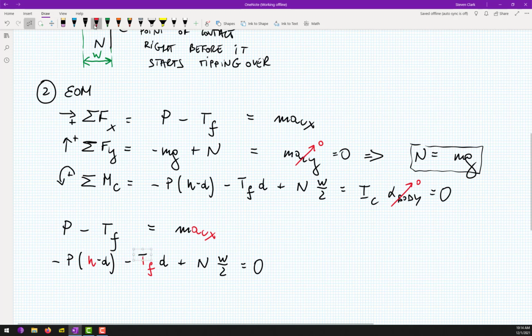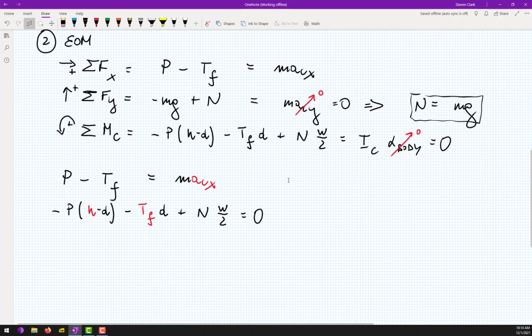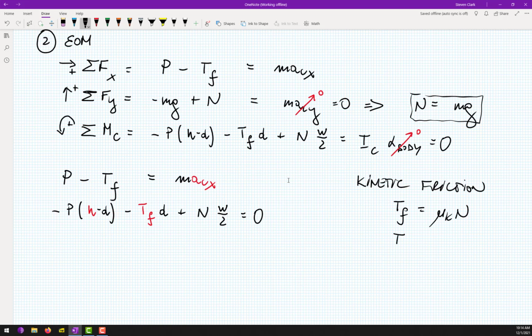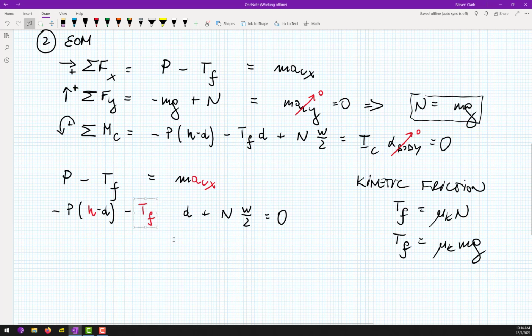Because they told us that we are in kinetic friction. So we have kinetic friction. So TF is equal to mu k N, and we just found N. So TF is equal to mu k mg. Okay, so I'm just gonna plug this one here. Instead of TF, I'm just going to put here mu k mg. Okay, and we ended up with 2 equations and 2 unknowns, right?